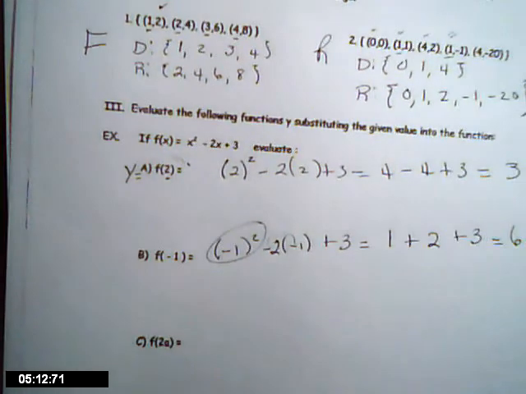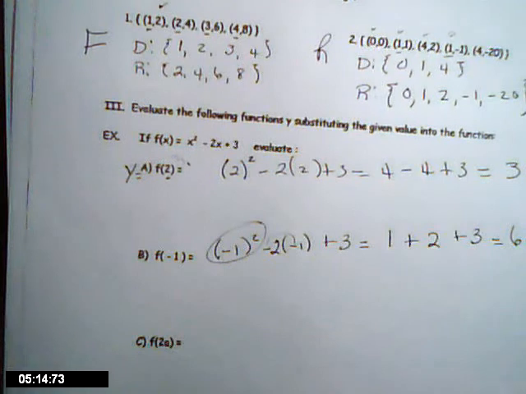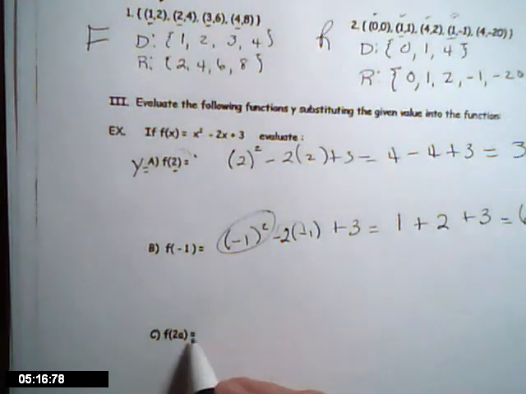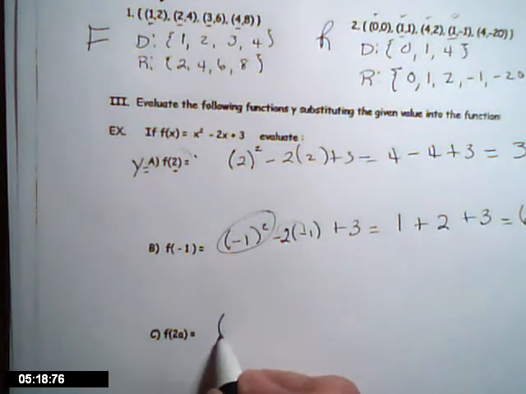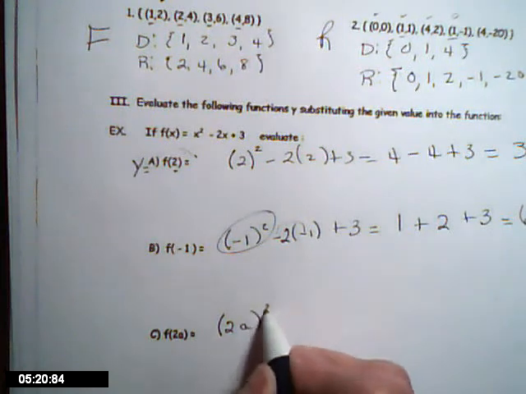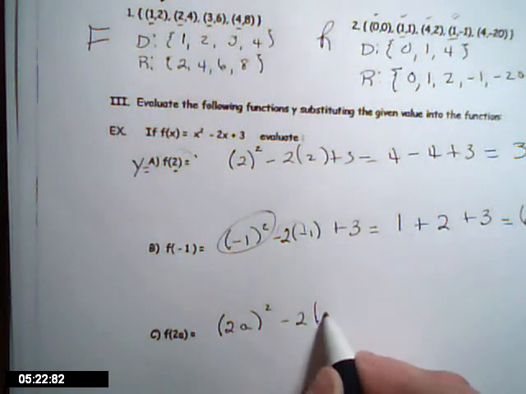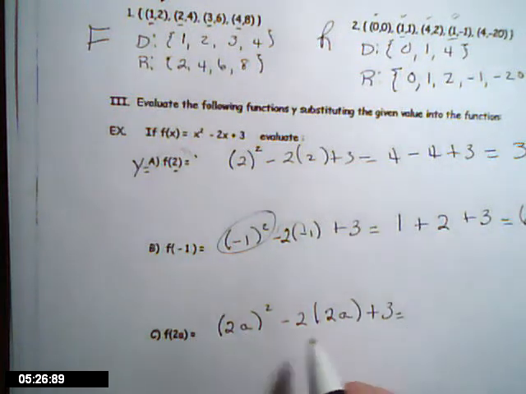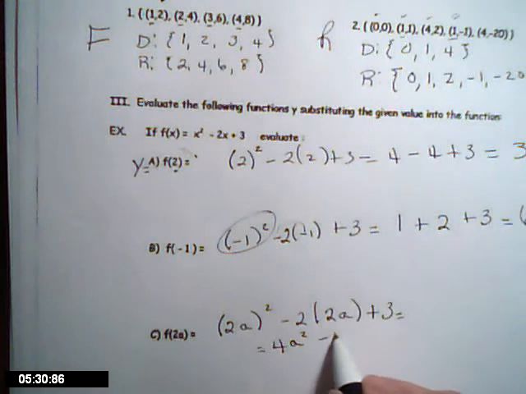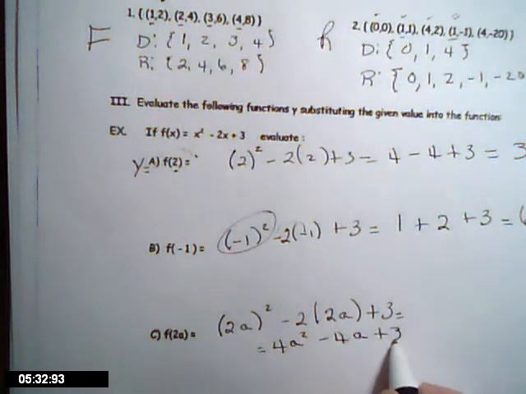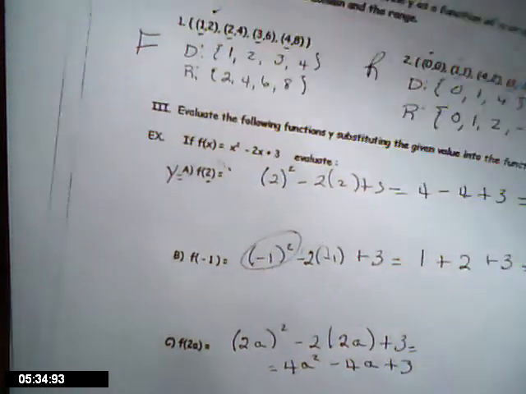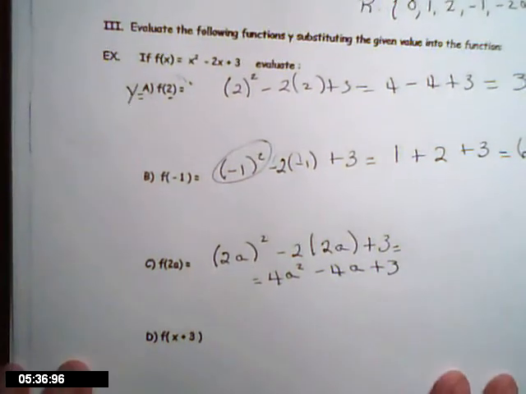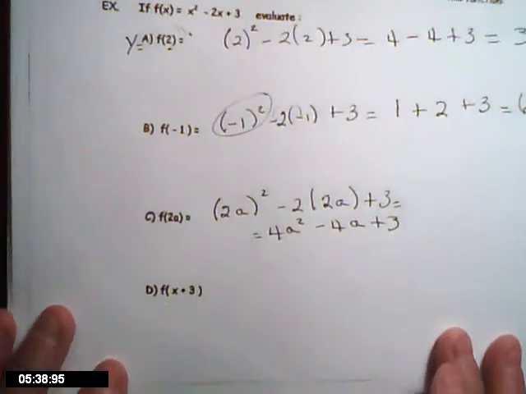Now, sometimes in science courses, they will ask you to replace variables. So now my x becomes 2a squared minus 2 times 2a plus 3. So that is 4a squared minus 4a plus 3. And there are no like terms. There's nothing that we can add or combine, so that would be our answer.